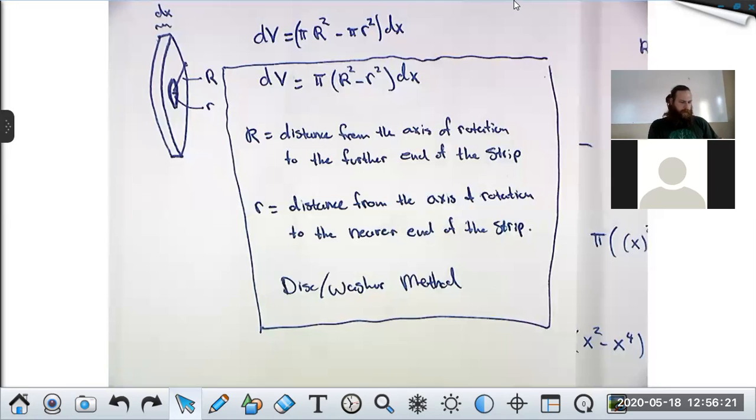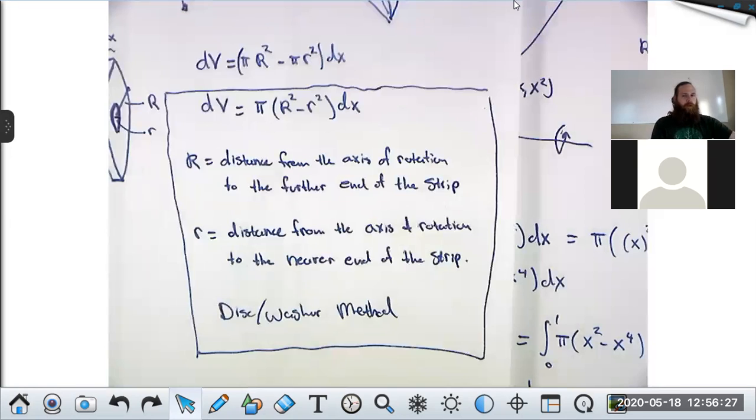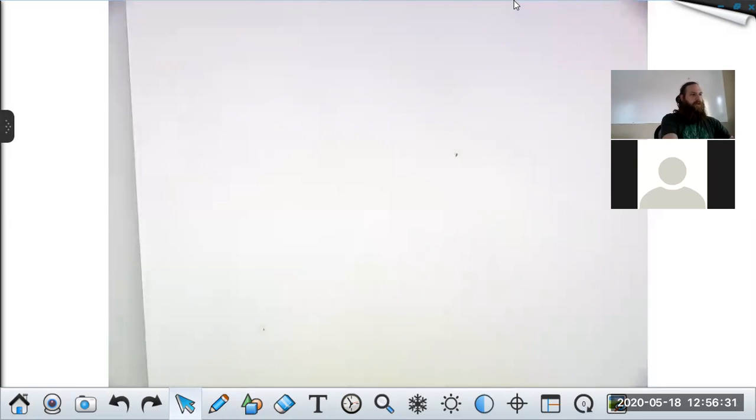So how are we doing on time? Well, we are right about at the perfect moment to stop. So I think I may go ahead and stop today's lecture here. And then, not tomorrow, but Wednesday we'll pick up with a little bit more of these disk washer problems. And then I'll also show you the method of cylindrical shells.